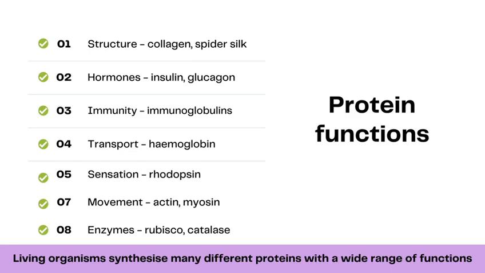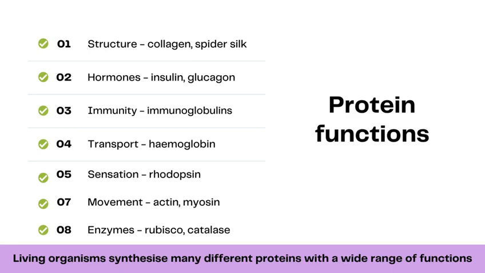Hormones are proteins that are produced by endocrine glands and released into the bloodstream, where they travel to specific target cells and regulate various functions in the body. Immunity proteins, such as antibodies, protect the body against infection and disease. They recognize and neutralize foreign substances, such as bacteria and viruses.